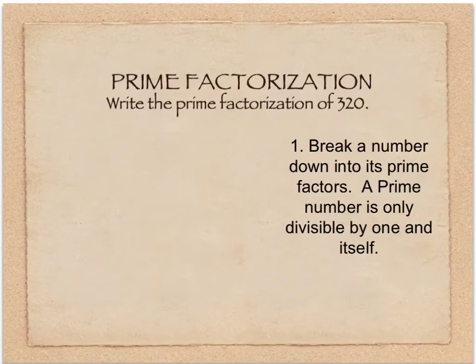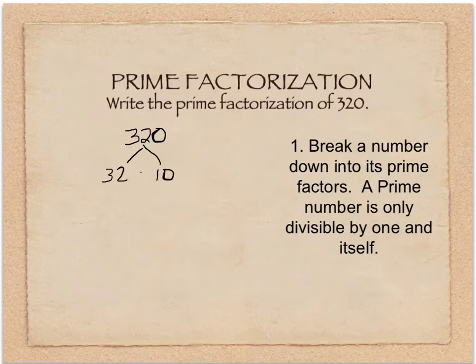Okay, so we're ready to break 320 down into its prime factors. And I'm going to use what's called a factor tree. We'll place 320 at the top of the tree, and we're first going to break it down into two factors, meaning two numbers that multiply together to get to 320. And I think 32 times 10.